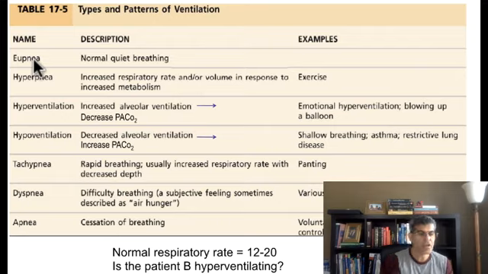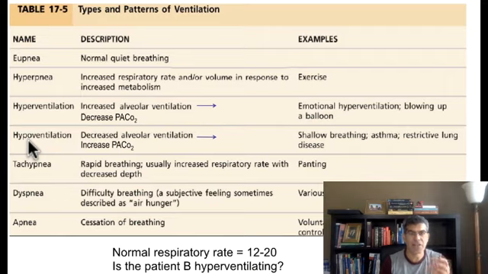The word eupnea is normal quiet breathing, the way that you and I are breathing right now. That's eupnea. If your breathing rate or depth of breathing increases because of increasing metabolism, that's called hyperpnea. When you're running on a treadmill, you start breathing fast and deep. That is called hyperpnea.